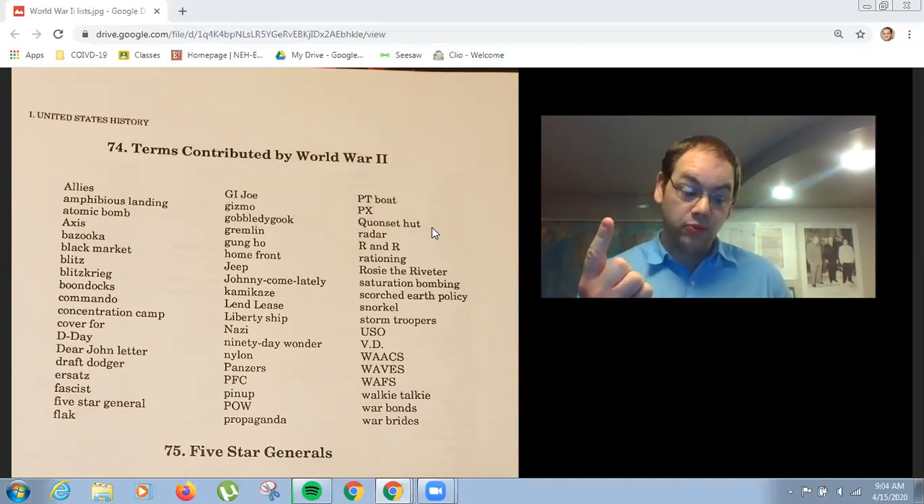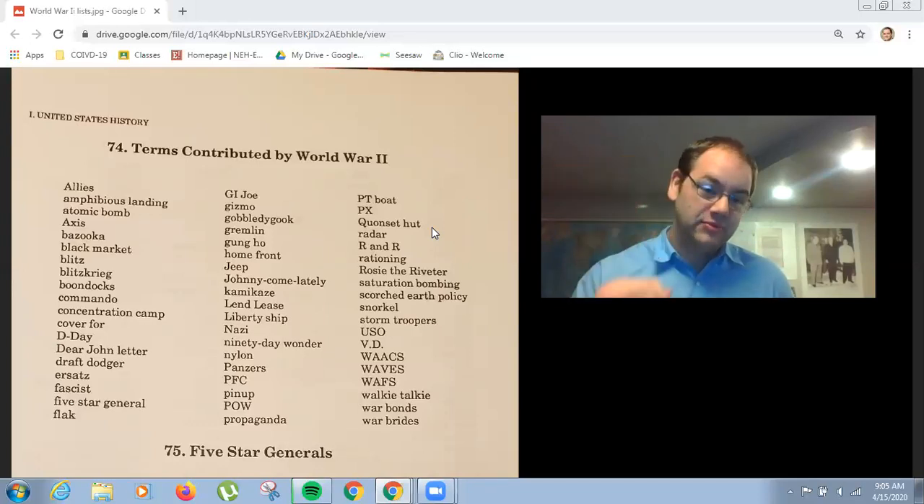And there are five major five-star generals who served during the Second World War. There's General Omar Bradley, there's General Dwight D. Eisenhower, General Douglas MacArthur, General George Marshall, and then General Henry Arnold, or Hap as they call him. So those are good guys to look up too, right?